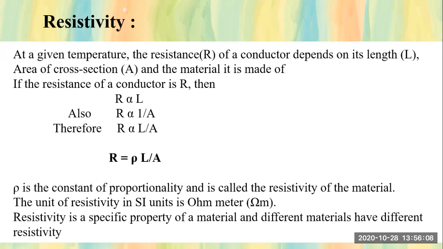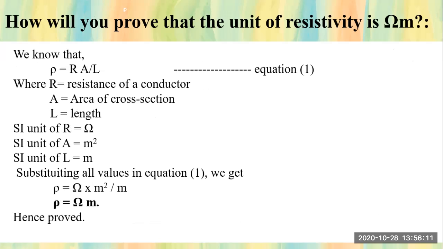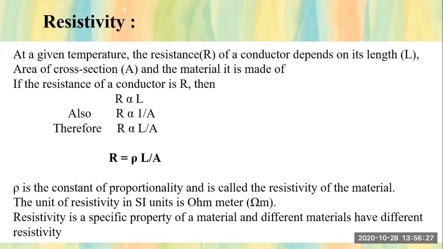Now we are going to see how to prove that the unit of resistivity is Ohm meter. Sometimes it is also asked in exams. So, prove that the unit of resistivity is Ohm meter. Now see, we know that rho is RA upon L. Here I have shown you R equals rho L upon A. So when L upon A goes from the right hand side to the left hand side, it becomes rho equals RA upon L, right?